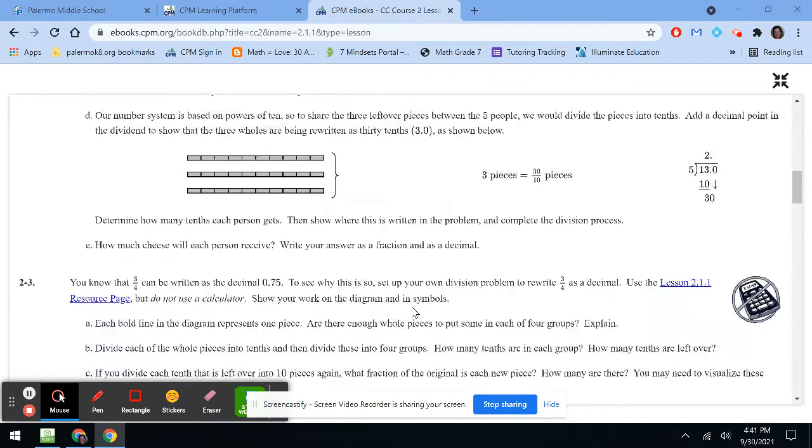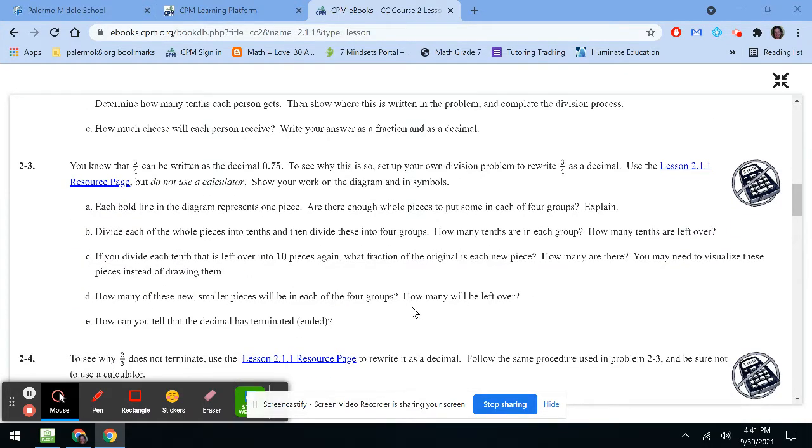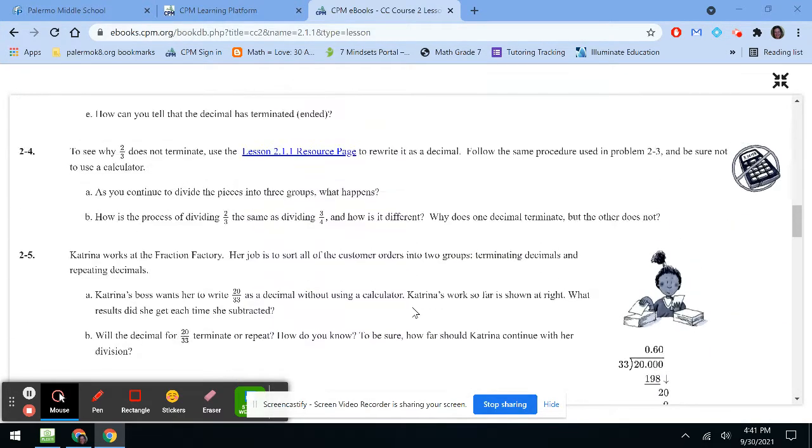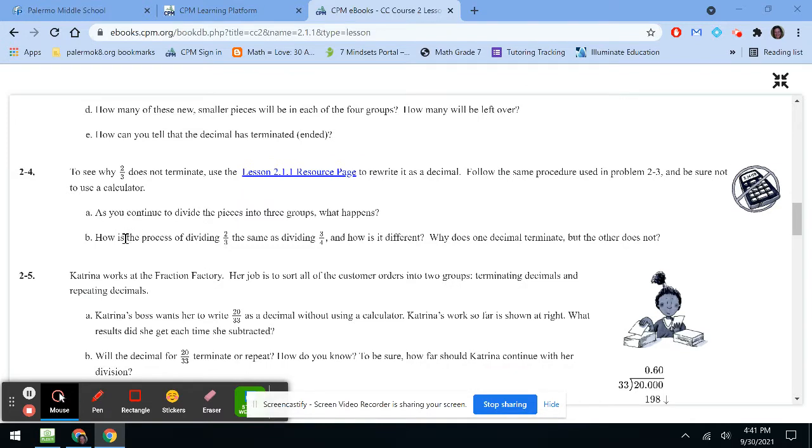So, ladies and gentlemen, we were looking at this problem right here. How is the process of dividing 2/3 the same as dividing 3/4? And how is it different? We're looking at the process, how we did it. So that's what we're going to do right now: we're going to write how we did it, how it's the same, how it's different.